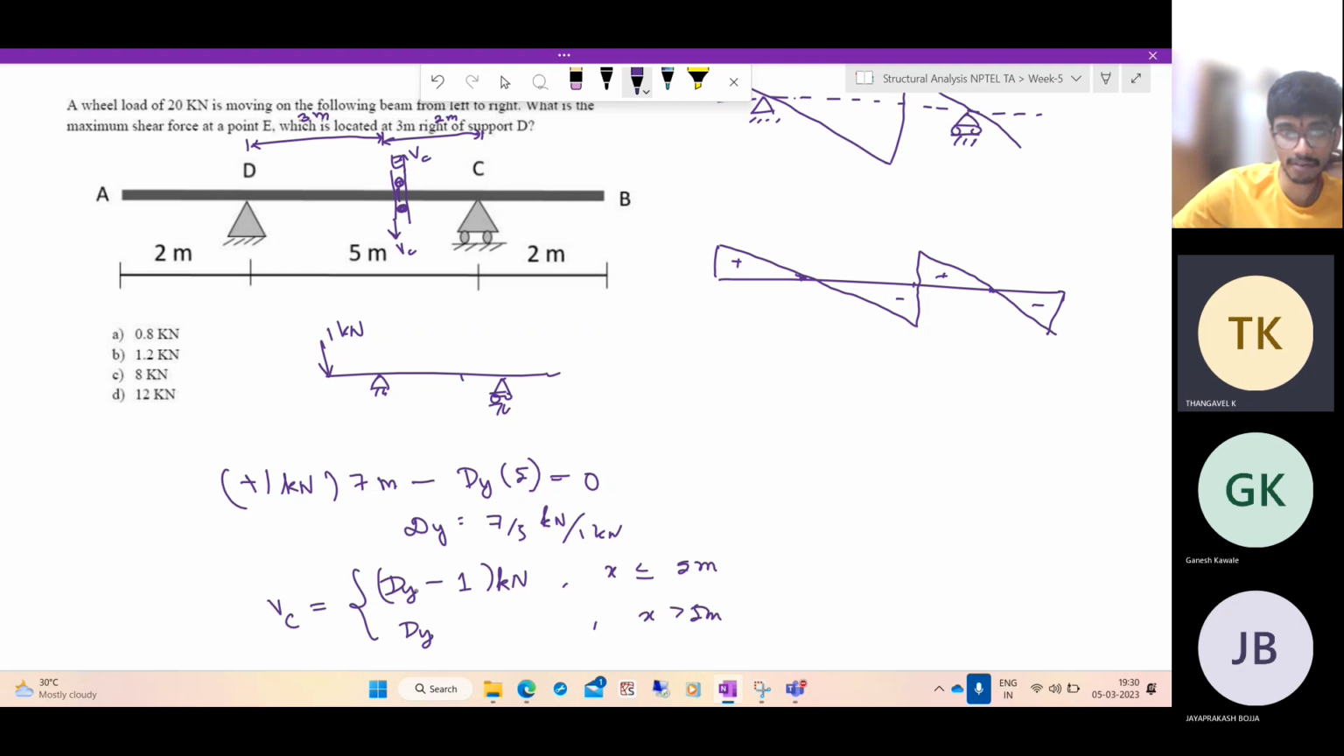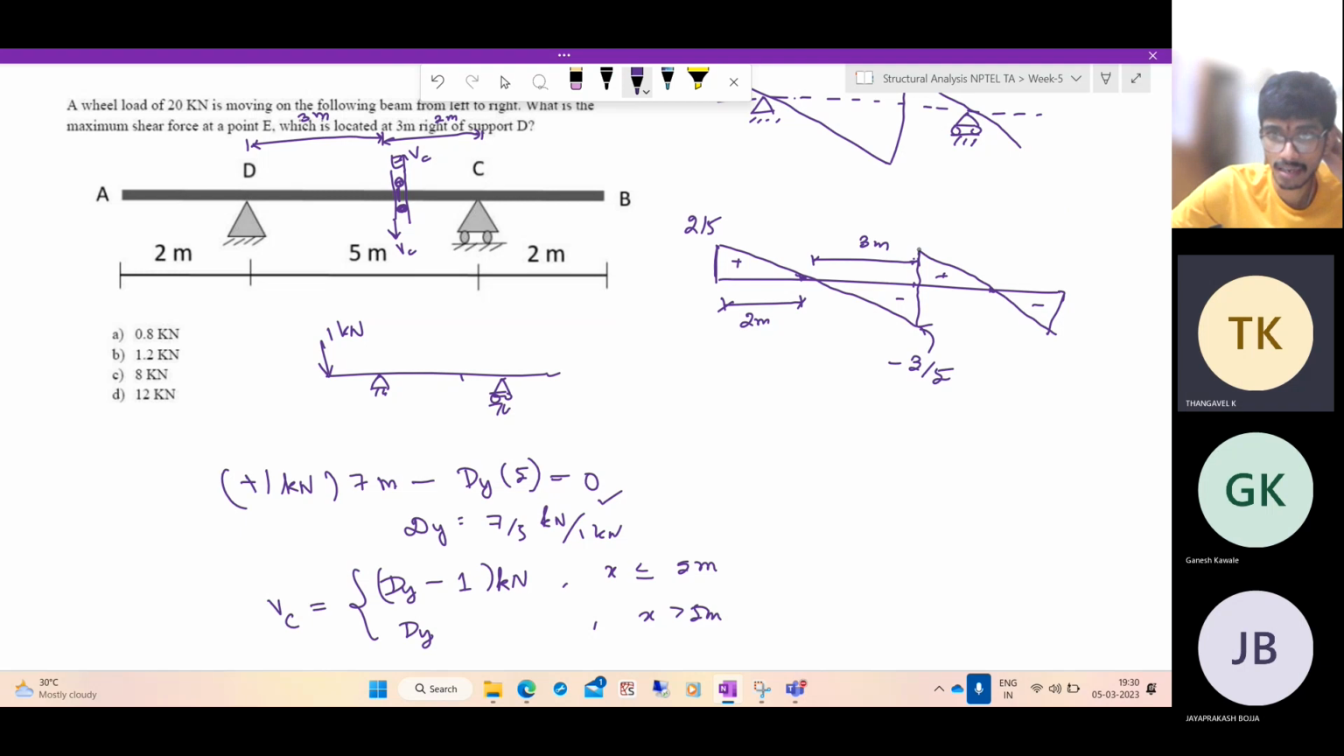Now, if we find out what is dy when x is equal to 0, what is dy? We found this. So at this point, the value is 7/5 minus 1, which is 2/5. So Muller-Breslau principle also says that it is to the same scale. So here it is 2/5. This is 2 meters. This is 3 meters. So by similar triangles, this should be 3/5 minus 3/5.